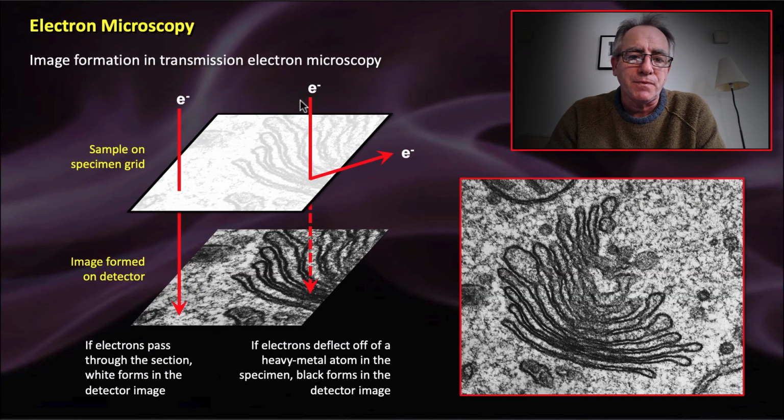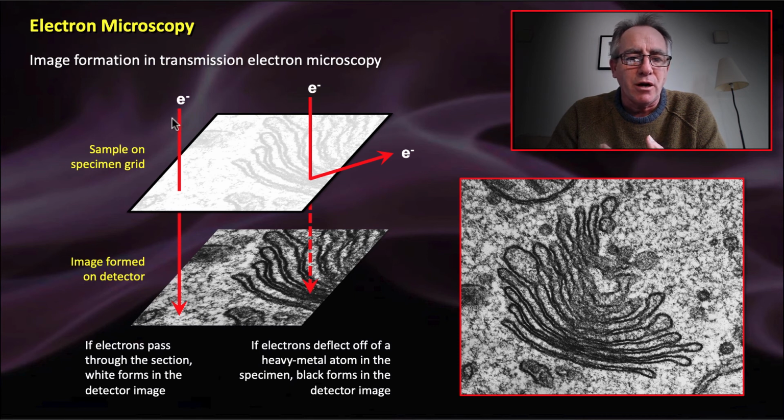Here we go. Here is my biological specimen on a grid. The grid bars would be here supporting this tissue. Electrons are fired from up above out of the electron gun. They're focused onto the specimen. Where they hit a heavy metal atom that's in a membrane, they deflect away. They never make it to the detector, and the detector therefore stays dark, and it forms black in the image.